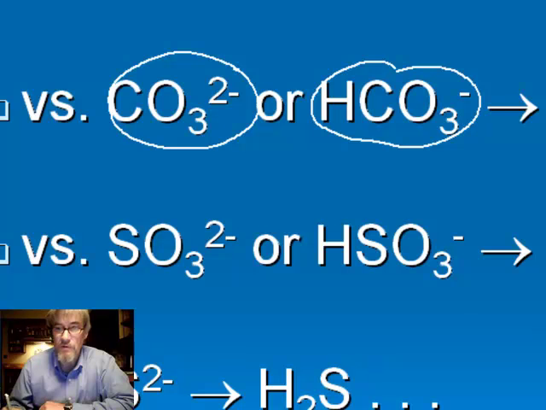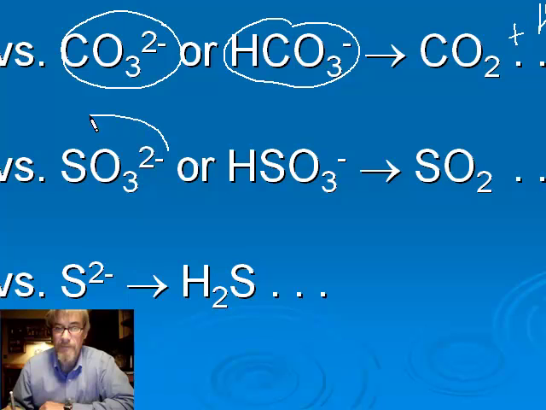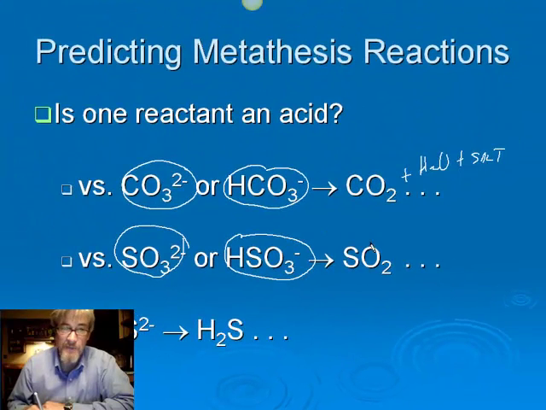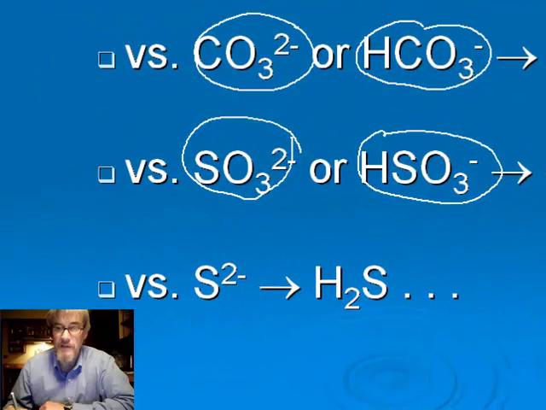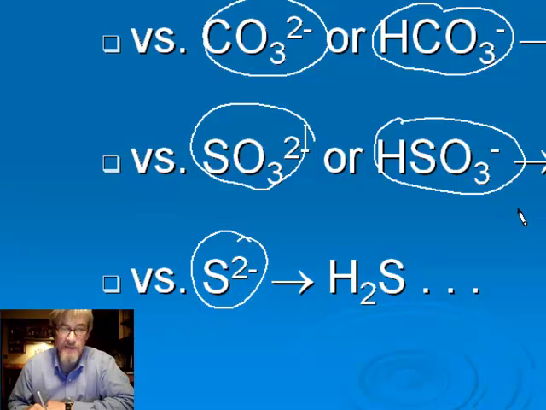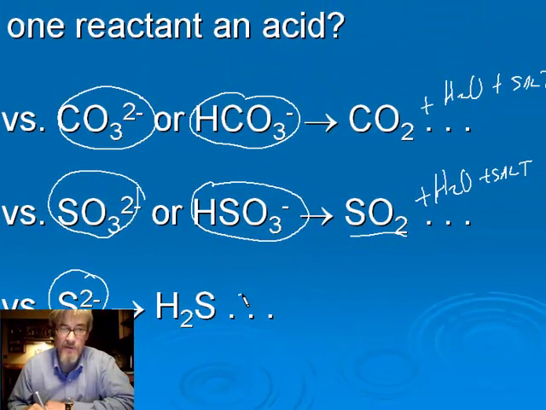If I have an acid and I don't have a base, but I do have a sulfite or a bisulfite in my other reactant, then I'll get as products SO2 and H2O and a salt. And if I had an acid and no base, but I had a sulfide for my other reactant, then I'll get H2S gas plus a salt.